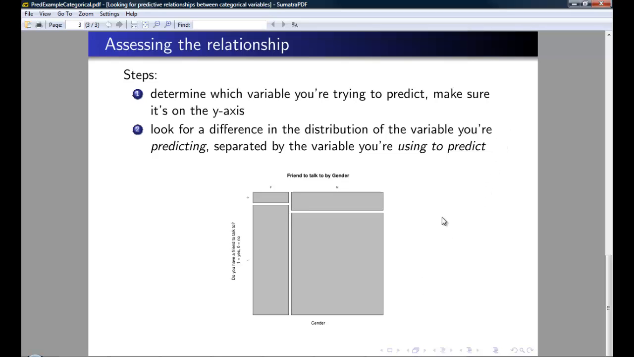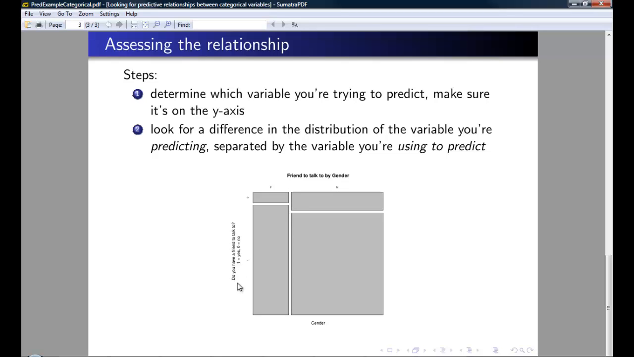First, for most of the predictive questions that we're asking about, there's going to be some variable that we're interested in predicting. So in the last example, we were interested in predicting whether or not someone had a close friend to talk to. And when we're setting up these plots, we want to make sure that the variable we're trying to predict is on the y-axis, and the variable we're using to predict is on the x-axis. So in that last example, the idea was if we know someone's gender, then can we predict whether they have a close friend to talk to. So here we're using gender to predict friendship.